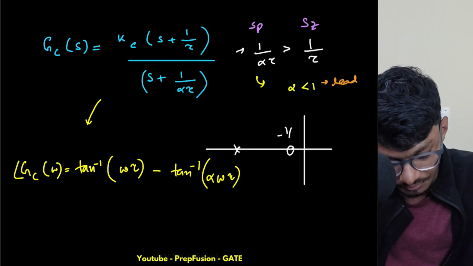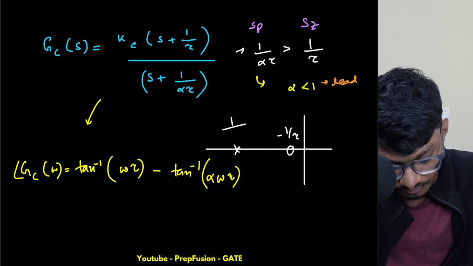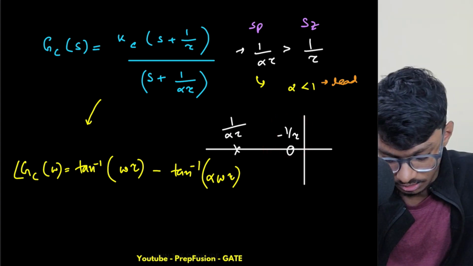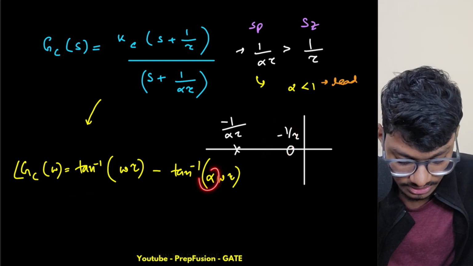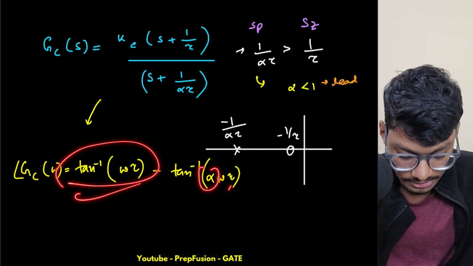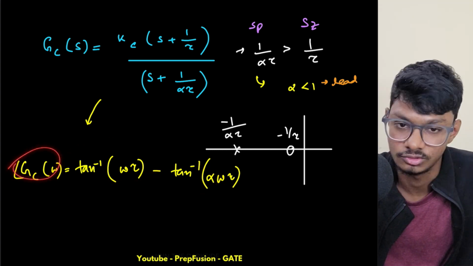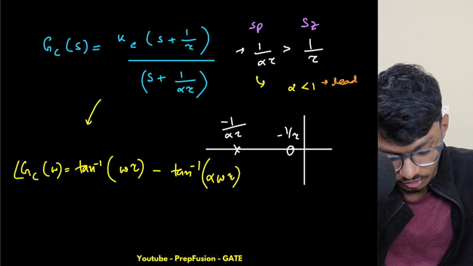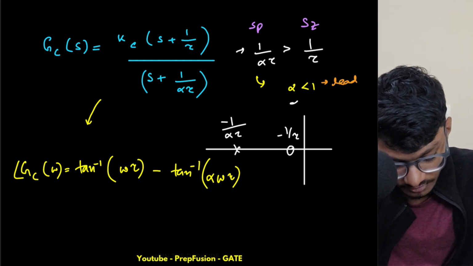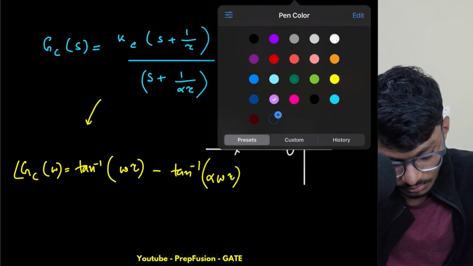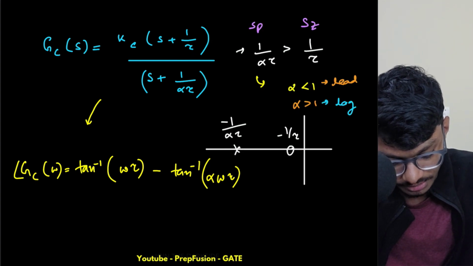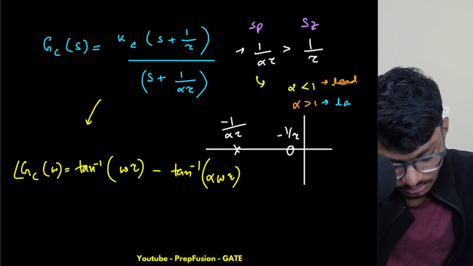So here obviously my 0 is here and my pole is here, so this will contribute more angle as this is nearer to the origin, and we can see from here as well. So if alpha is less than 1, then this will dominate, hence this will be a positive angle, so this will be a lead compensator. Now for the opposite case, you can just do it for yourself. If alpha is greater than 1, then this is a lag compensator.